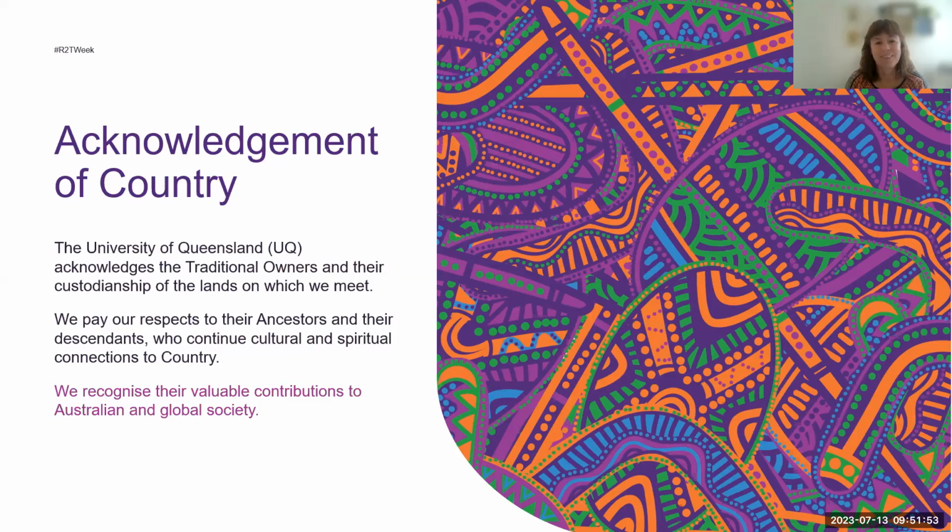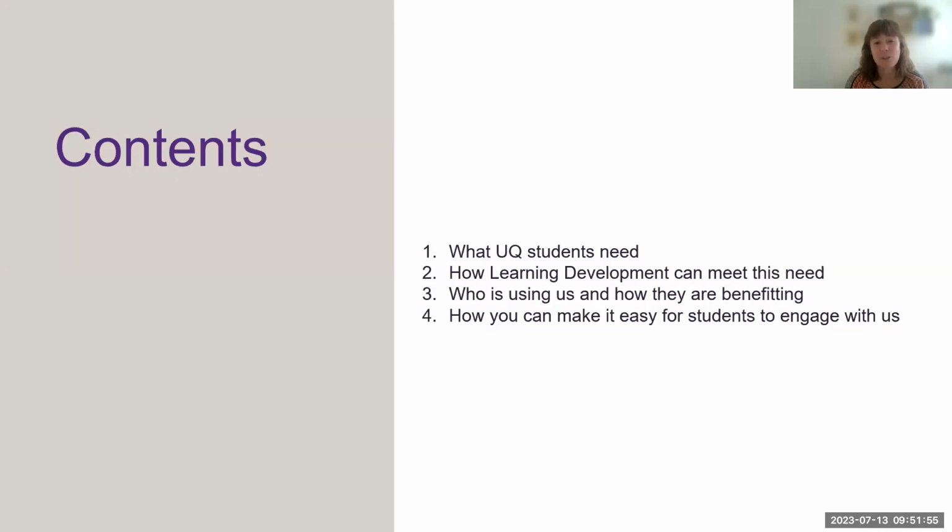Okay, so today's session, we're going to look at four things in particular. Firstly, what UQ students need, and we'll put that in the framework of Lizio's five senses model and also within the new DVCA roadmap. Then we'll look at how learning development can help meet this need at the university. We'll talk about who is using us currently and how they're benefiting, and then finish by talking about how you can make it easy for students to engage with us.